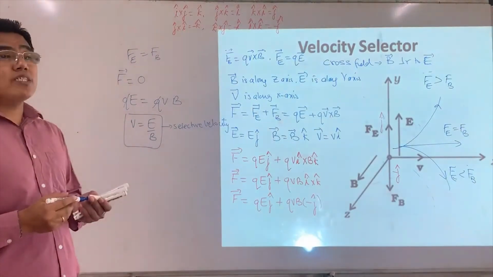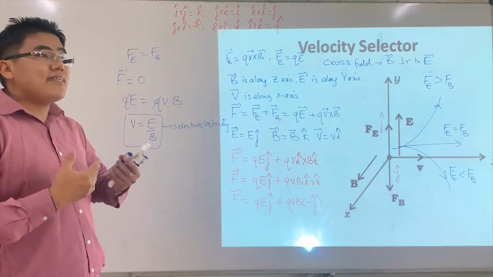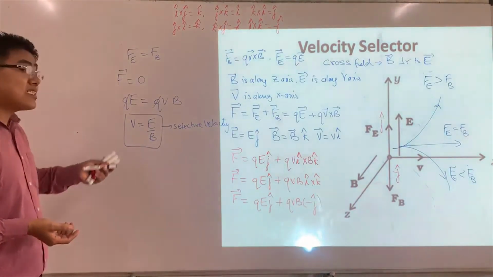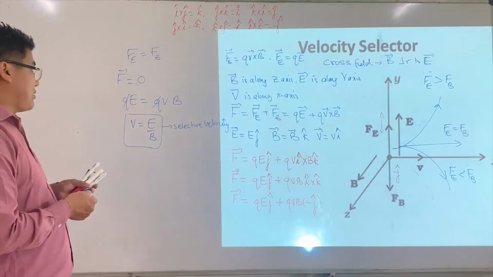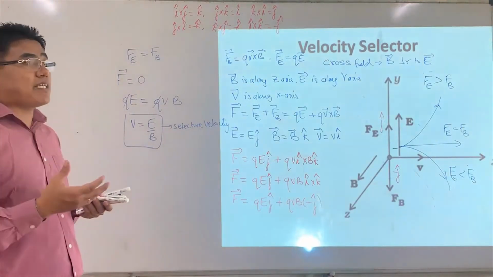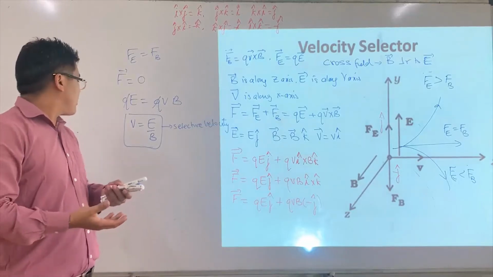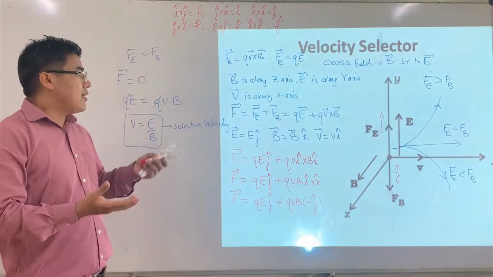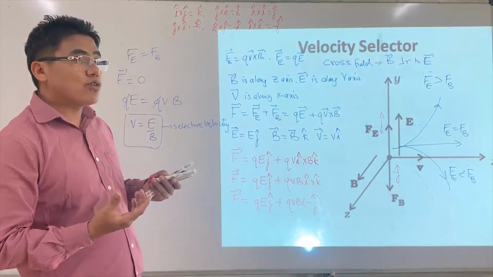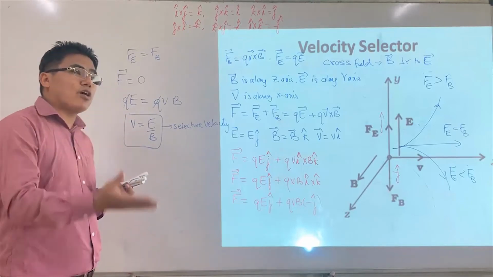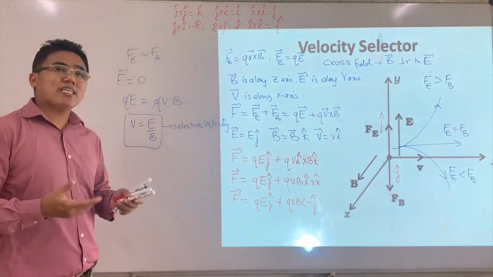With what velocity does a charge undergo an undeviated path? This is the velocity which is equal to the ratio of the electric field and magnetic field. If the velocity of a charged particle is equal to the ratio of the electric field to the magnetic field, then the magnetic force is always equal to the electric force. Therefore, the charge moves without any deviation. This is what we call the selective velocity.